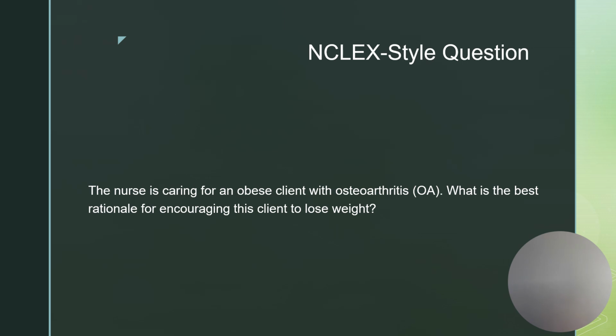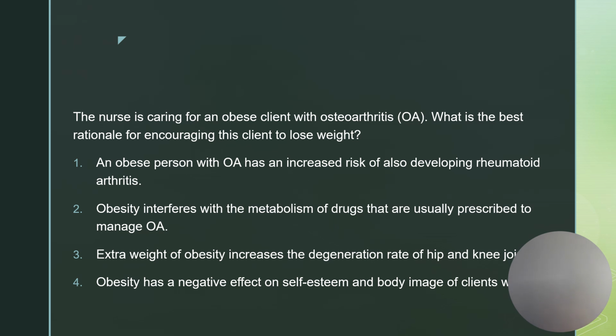The nurse is caring for an obese client with osteoarthritis. What is the best rationale for encouraging this client to lose weight? What is this question asking? Well, we really kind of need to know what effect weight has on osteoarthritis. Number 1, an obese person with OA has an increased risk of also developing rheumatoid arthritis. Number 2, obesity interferes with the metabolism of drugs that are usually prescribed to manage OA. Number 3, extra weight of obesity increases the degeneration rate of the hip and knee joints. Number 4, obesity has a negative effect on self-esteem and body image of clients with OA.